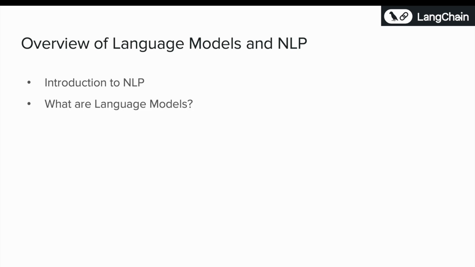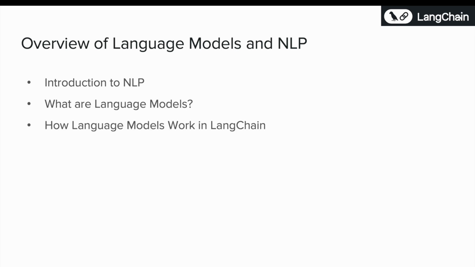What are language models? Now, language models are trained on vast amounts of text data to understand and generate language. These models predict the next word in a sequence or respond to questions based on patterns learned from training data. Now, modern language models such as GPT, which is also Generative Pre-trained Transformer, and BERT, which stands for Bidirectional Encoder Representations from Transformers, have revolutionized NLP by making it possible to achieve human like accuracy in tasks like answering questions, summarizing text, and even holding conversations.